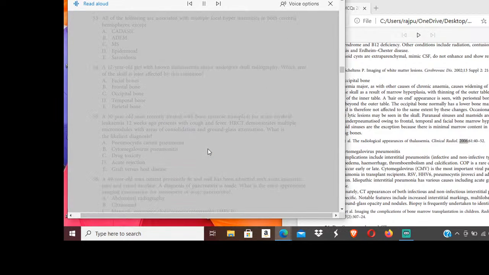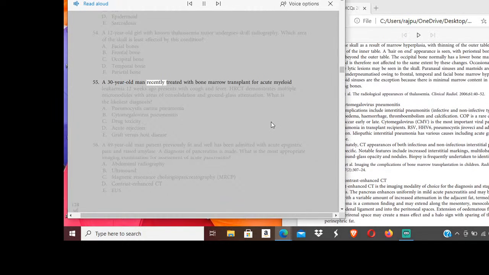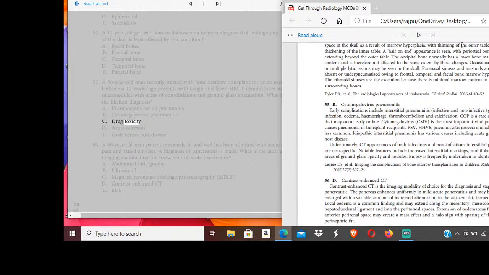55. A 30-year-old man recently treated with bone marrow transplant for acute myeloid leukemia 12 weeks ago presents with cough and fever. HRCT demonstrates multiple micronodules with areas of consolidation and ground glass attenuation. What is the likeliest diagnosis? A. Pneumocystis carinii pneumonia. B. Cytomegalovirus pneumonitis. C. Drug toxicity. D. Acute rejection. E. Graft versus host disease.